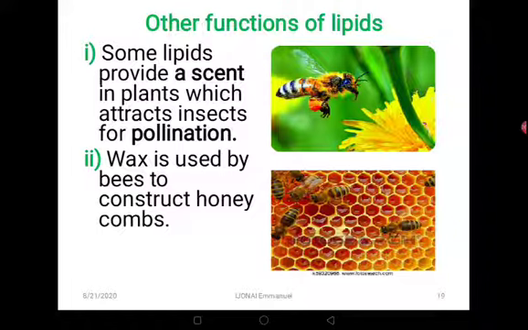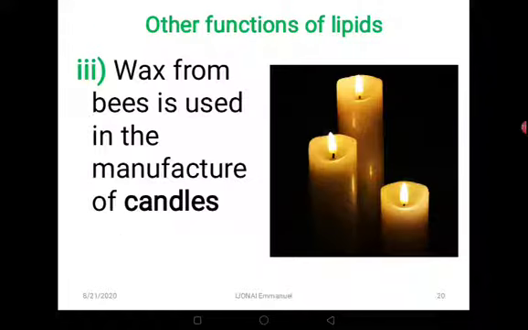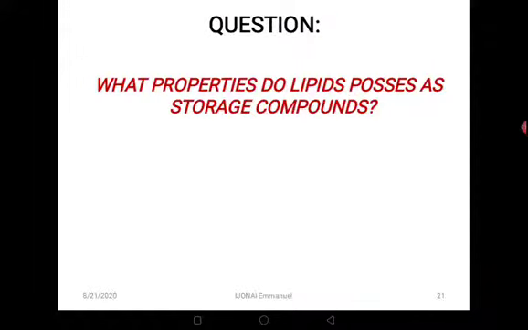And then wax is used by bees for construction of their honeycombs, as you can see there. Also, wax can be used for production of candles and so on. That very wax that we have seen there already, wax from the bees, is used in the manufacture of candles.